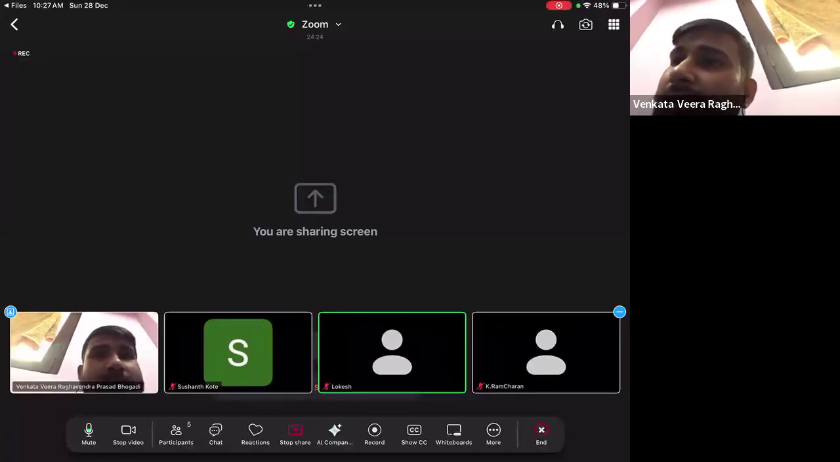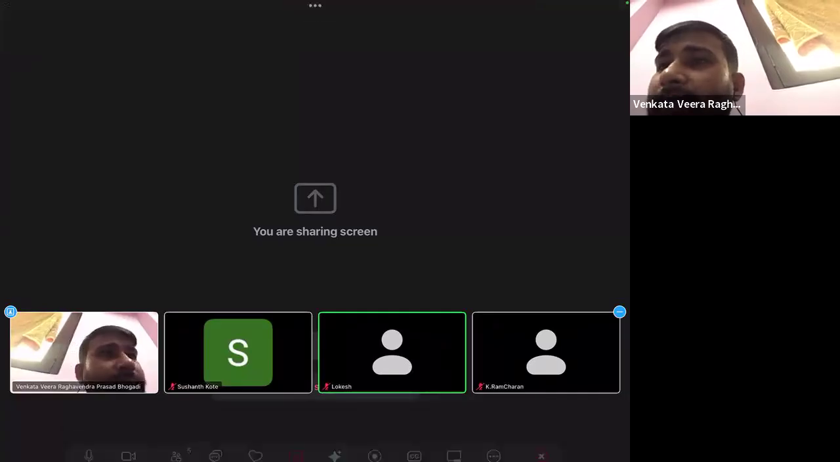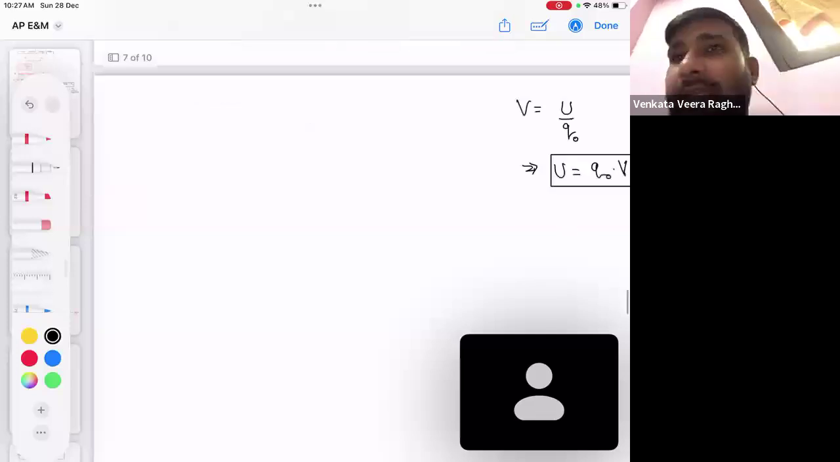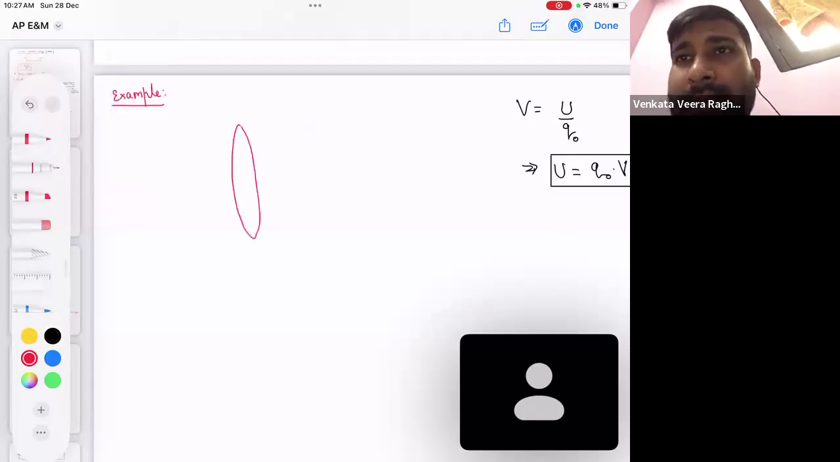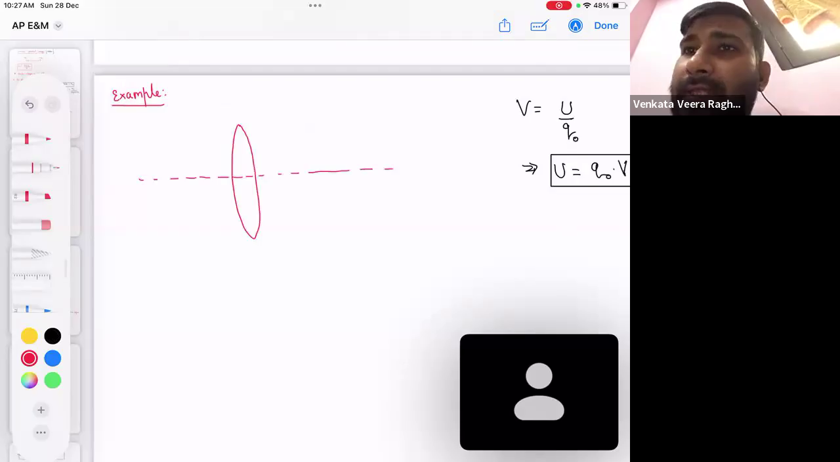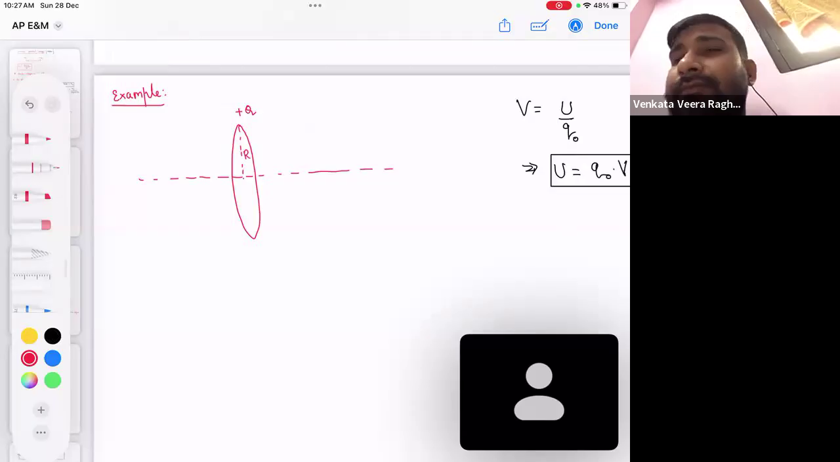Right. Okay. So let's see the next part now. Let's take an example here, just based on what I discussed with you. See, in this example, what is given to us? A ring is given to us. Ring has a distributed charge plus q, and ring radius is given as r. There is a negative charge particle here. Its charge is minus q and mass is m.